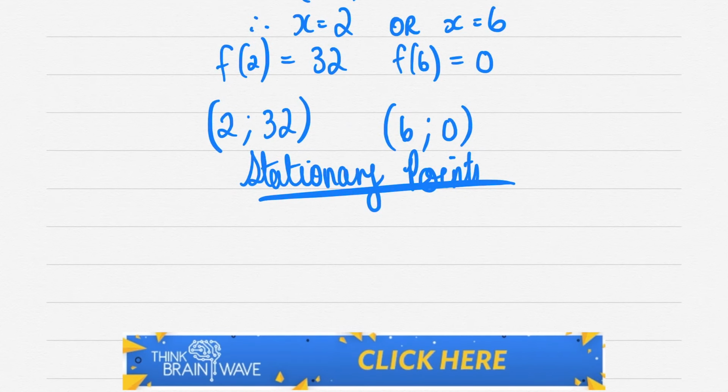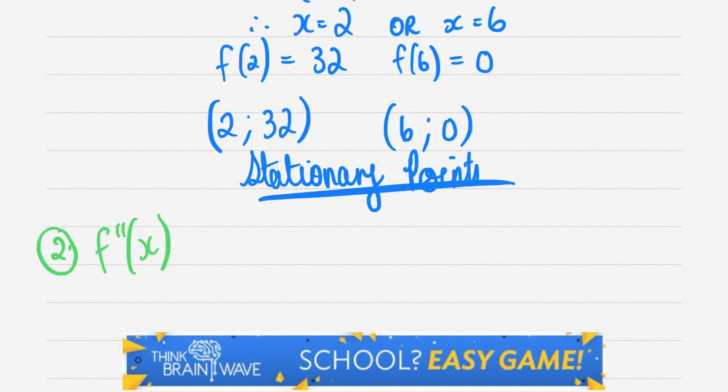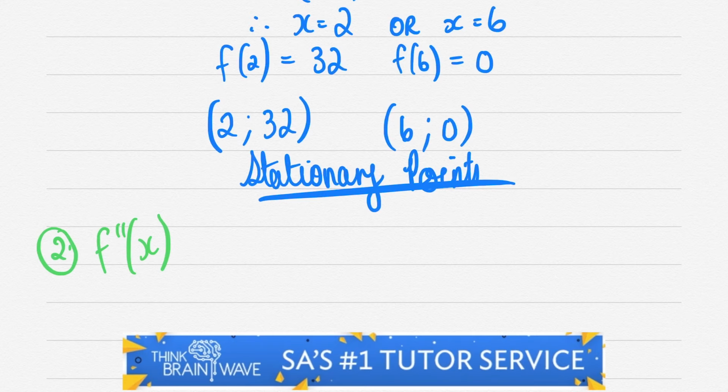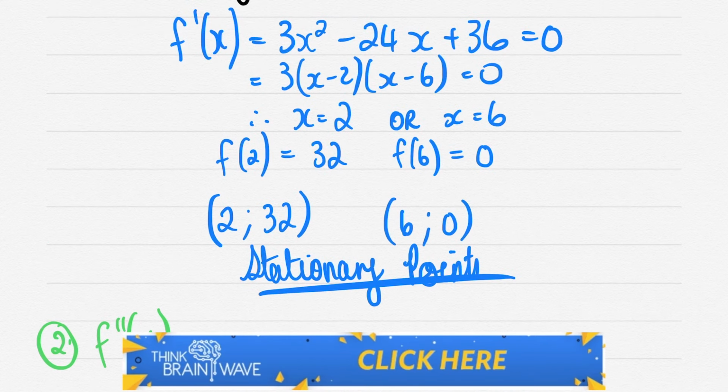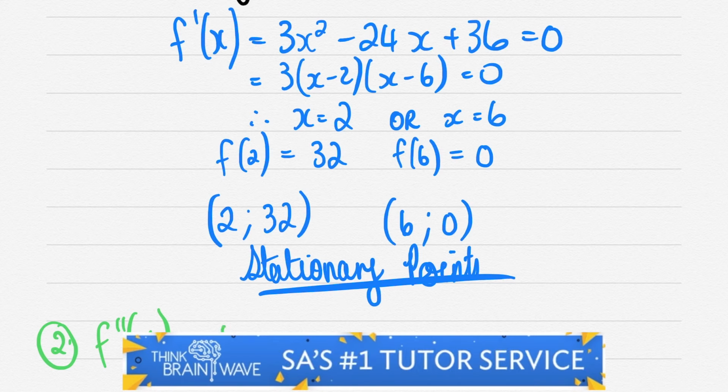So now we move to our next step. Our second step is to take the second order derivative. Now we look at our previous first derivative and we can derive from there. We say 3x squared becomes 6x, minus 24x becomes minus 24. And that's all you have.